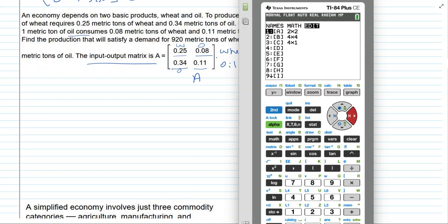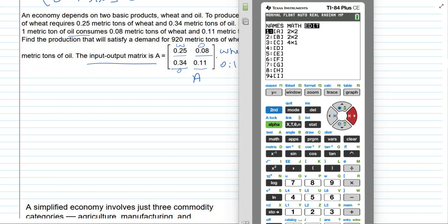$25, 8, no, .08, 0.34, and 0.11. All right, got it. I'm going to do second matrix. I'm going to go over to edit. I'm going to do number 2 for the B, identity. Again, I'm going to go to 2 by 2, and it's done because of the other one I've done. Second matrix, and I'm going to do edit for our demand, and that would be the third one.